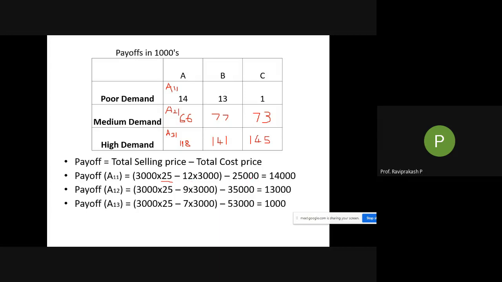So we are basically not doing anything, we are just finding out the profit. Okay, profit is equal to selling price minus cost price. So selling price for poor demand, because demand is 3000 and the selling price is 25, that will be the selling price minus variable cost into the number of products, that is 3000, minus the fixed cost. So I am getting this particular value.